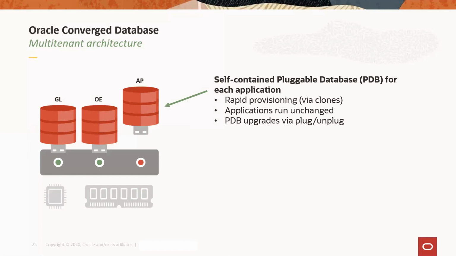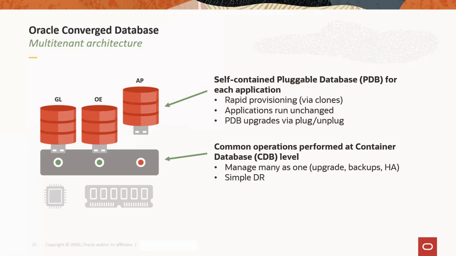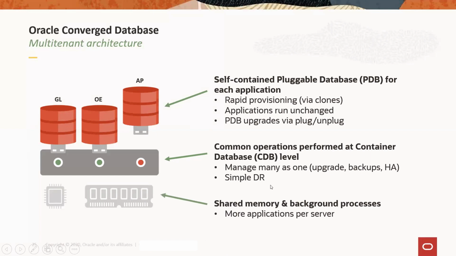So here we've got the pluggable databases. They are self-contained, rapid provisioning, all of that is included. Then we have the container where we can do our common operations, and we are able to do a lot deeper, denser consolidation because we're managing the resources and sharing them across these different pluggable databases at the container level. So much better for operations and for consolidation. But how does this help you guys architect your applications?